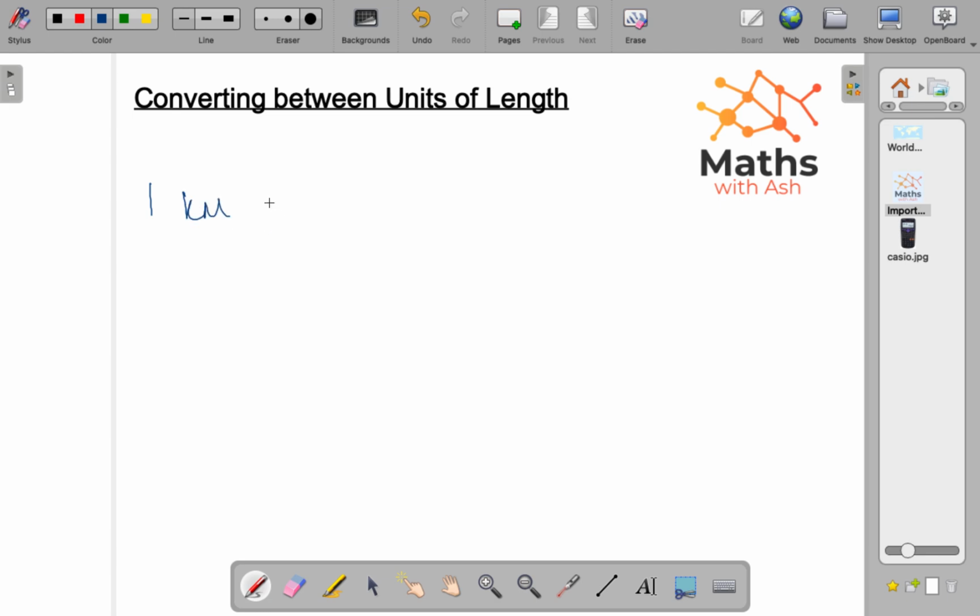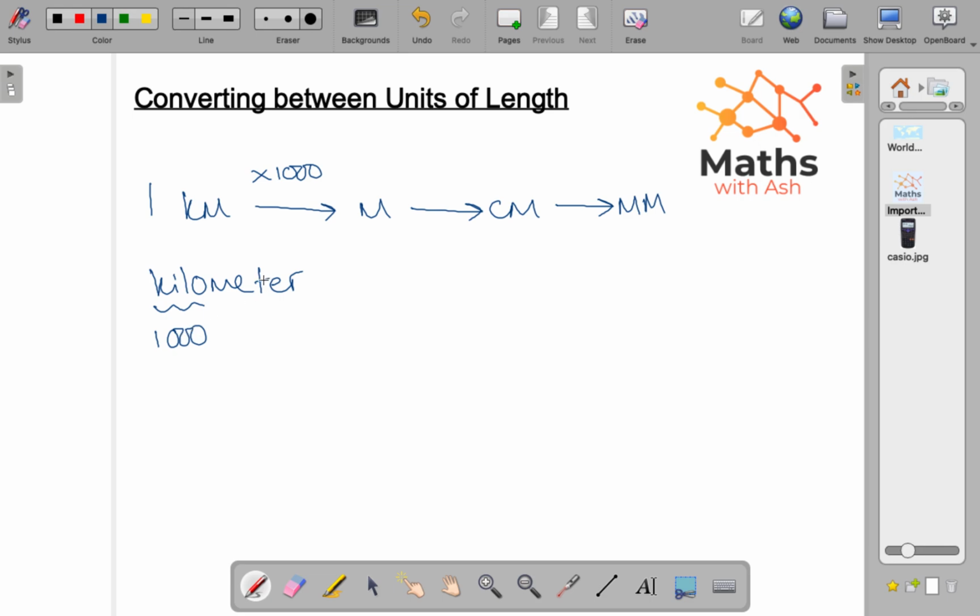If we have 1 kilometer, we're going to convert it into meters, convert those meters into centimeters, and convert those centimeters into millimeters. So 1 kilometer is equal to 1,000 meters. The prefix kilo means 1,000. So kilometer, as it's pronounced, simply means 1,000 meters.